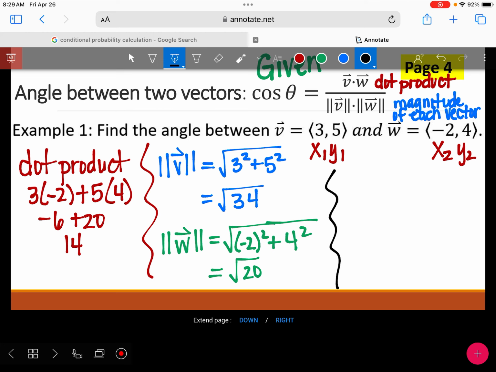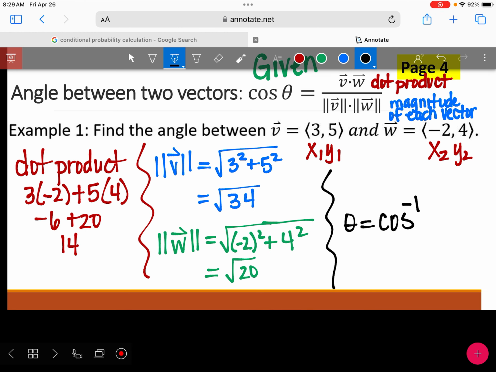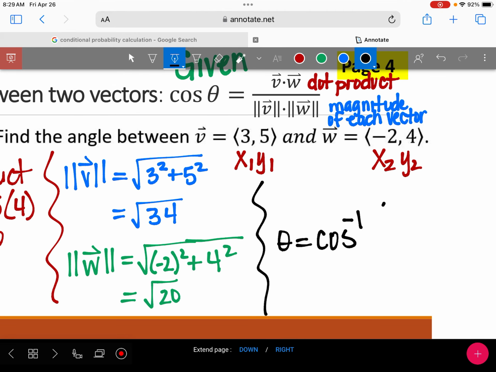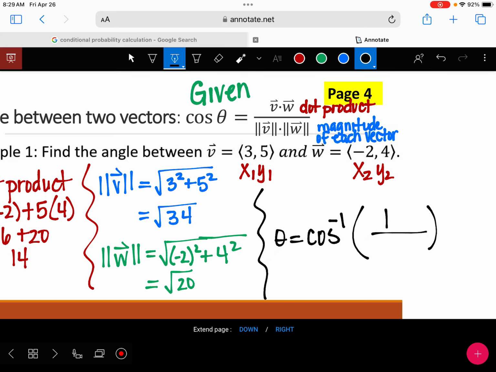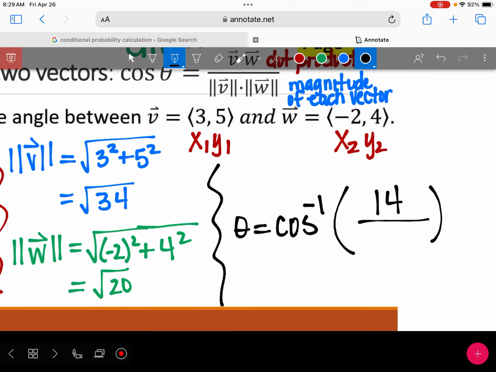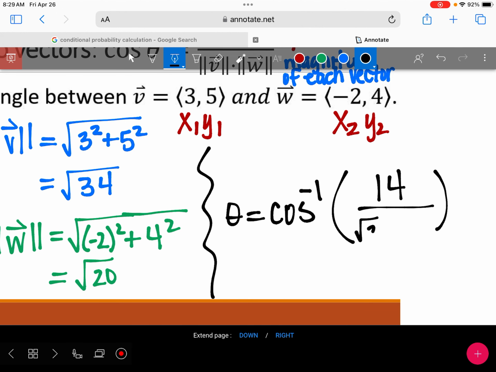Anytime you find an angle, you have to use the inverse cosine, or the inverse, okay? So in my calculator, my angle is gonna equal the inverse cosine. And now I'm simply gonna create my fraction. In my numerator, I have my dot product, which was what? 14. And then my denominator, I'm multiplying the square root of 34 times the square root of 20. So go ahead and type that in your calculator just like that. And we'll go out to the thousandth place. Give me 3 decimals.